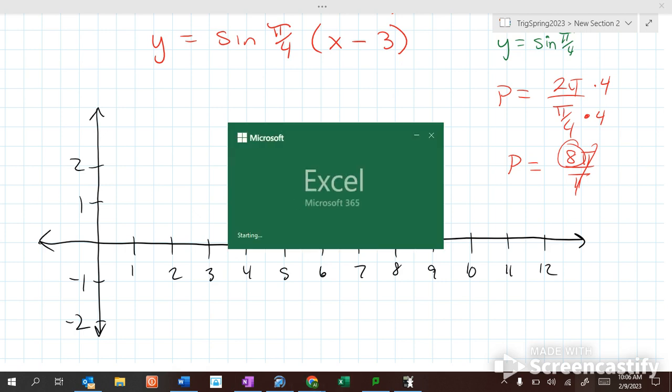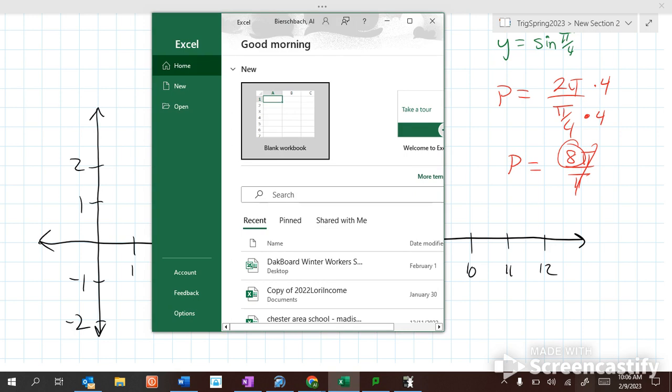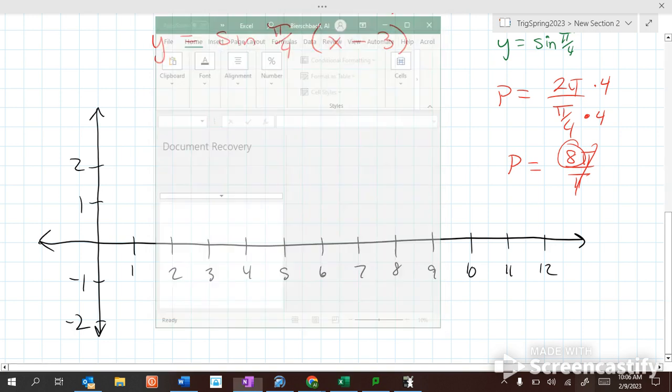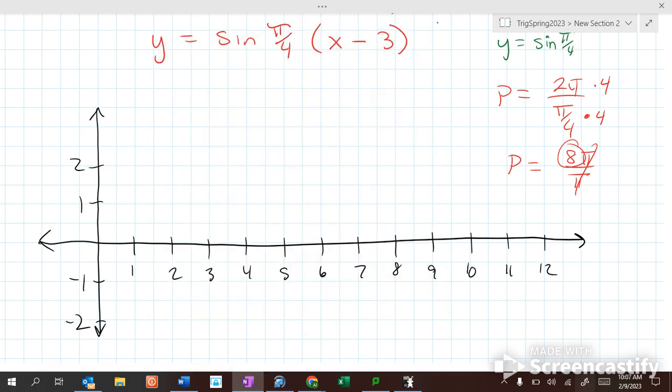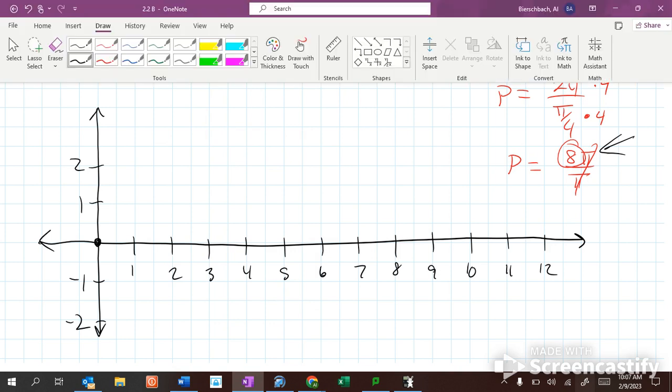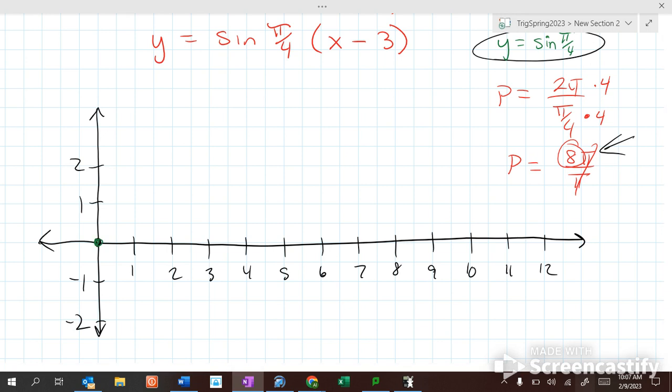So my period, are you kidding me? My period's going to be 8 long, okay, when I'm graphing y equals sine of pi over 4. So sine starts here at 0, 0, and I'm going to end it at 8. Halfway in between, it's going to cross the x-axis.